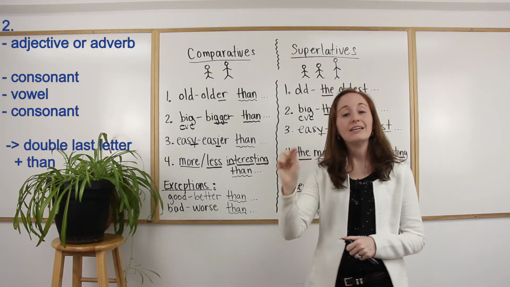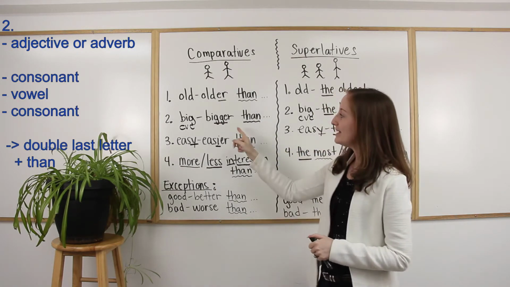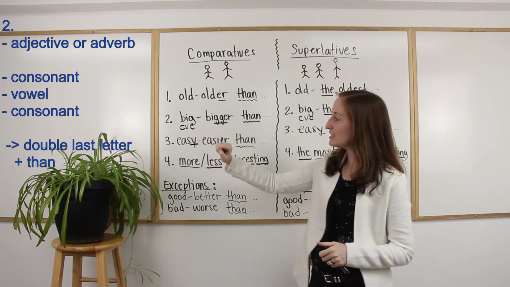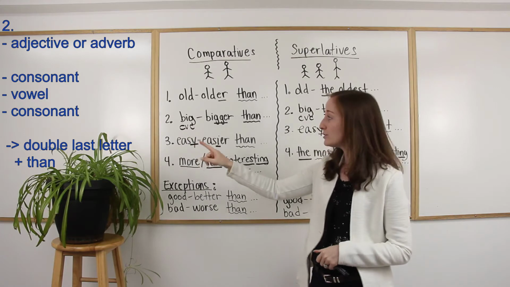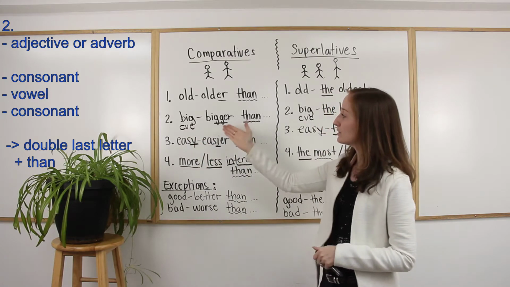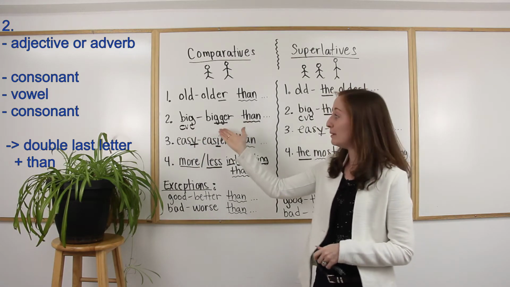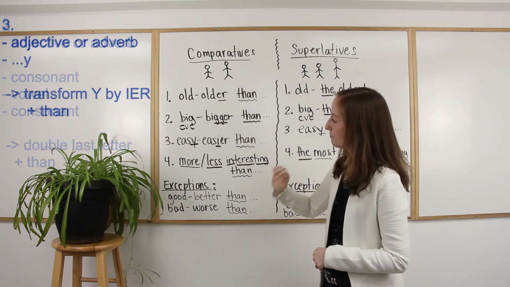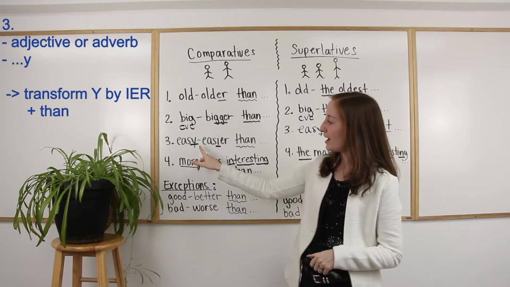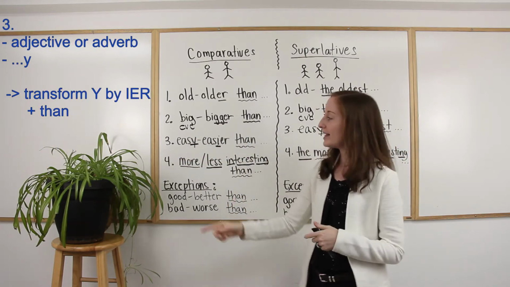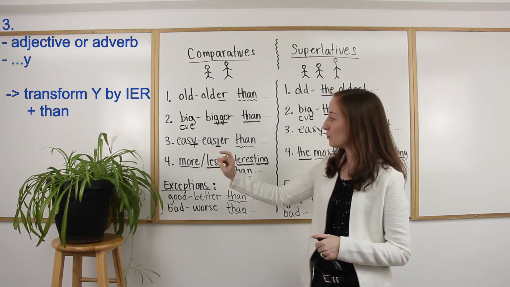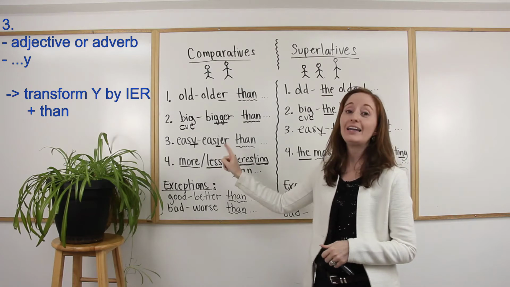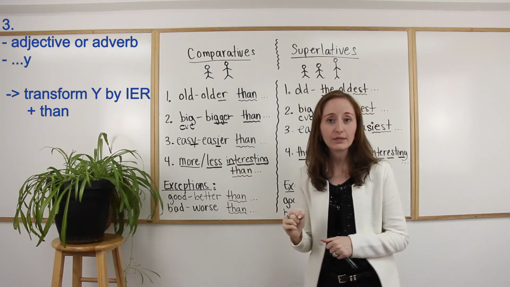The second rule is a writing rule, and the idea is that when you have an adjective or an adverb that has the consonant, vowel, consonant pattern, you double the last letter. Here, big, bigger, than. The third rule is when you have an adjective or an adverb that ends with the letter Y, then the letter Y transforms into IER to create a comparative.